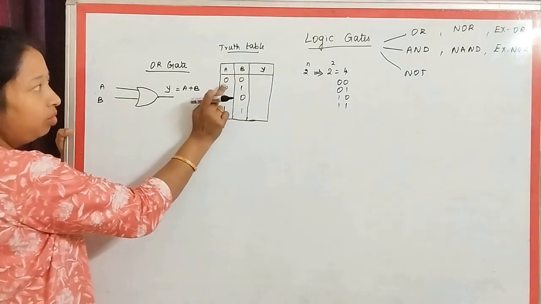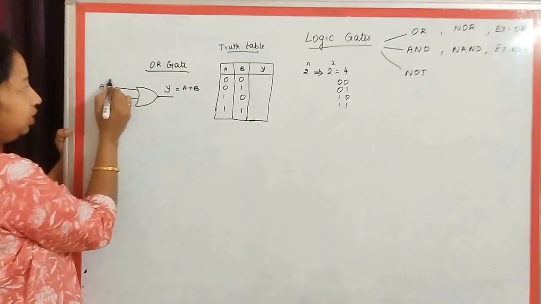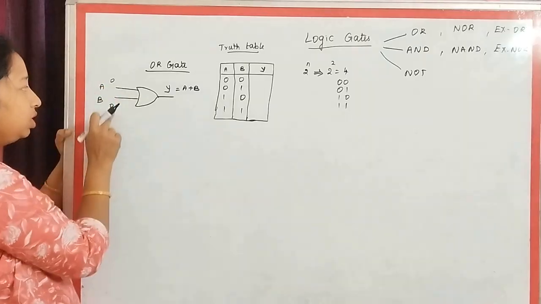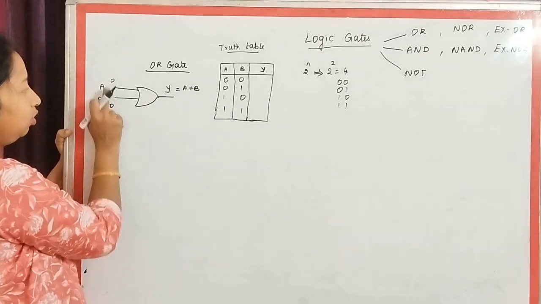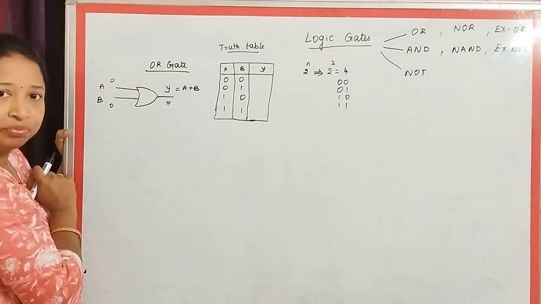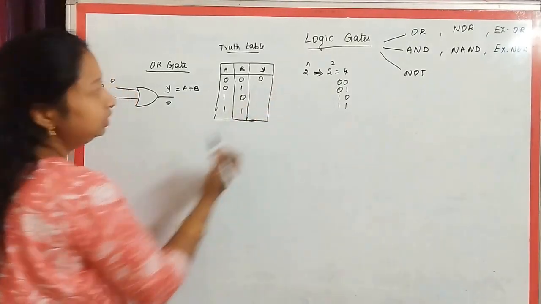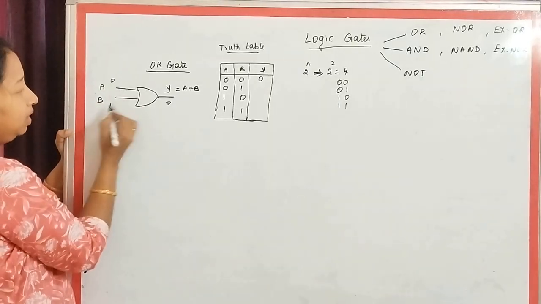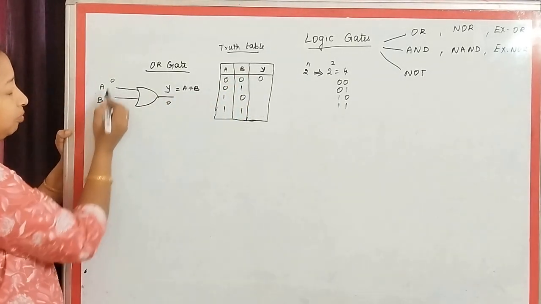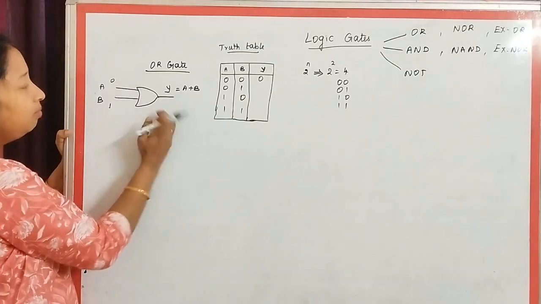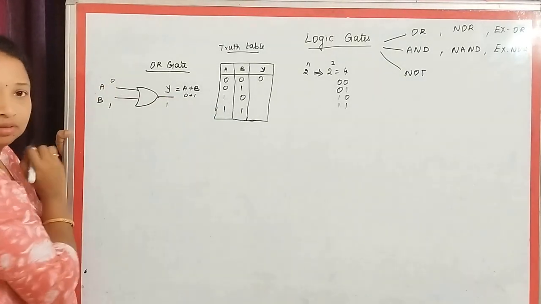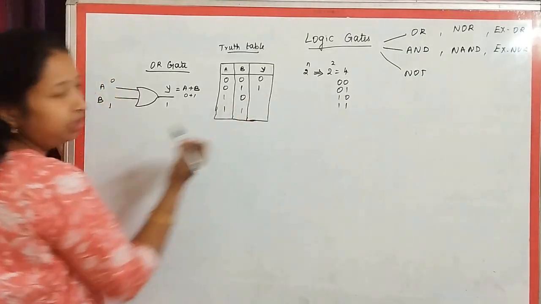What do you mean by combinations? Either you can give a 0 here and a 0 here. For the first case I am taking, when you are giving 0 and 0, your output will be 0 plus 0, which is 0. Clear? So I will have my output as 0. If it is 0 and 1, if I give my B input as 1, then my output will be 0 plus 1. 0 plus 1 is 1. Understood? So my output will be 1.